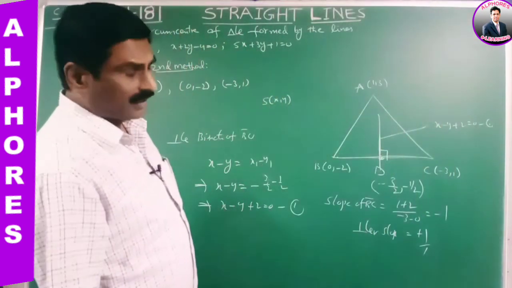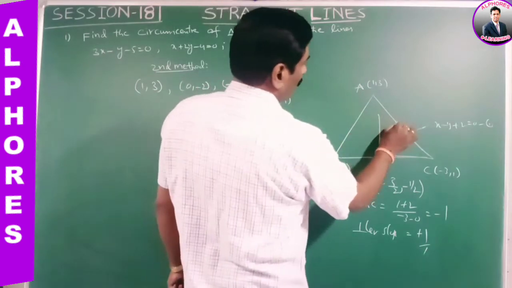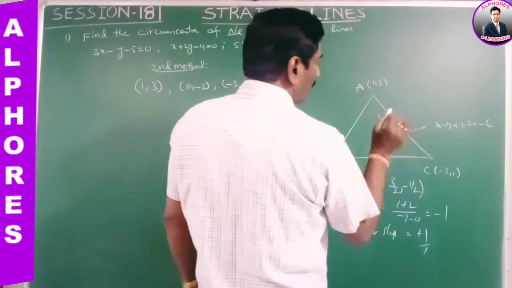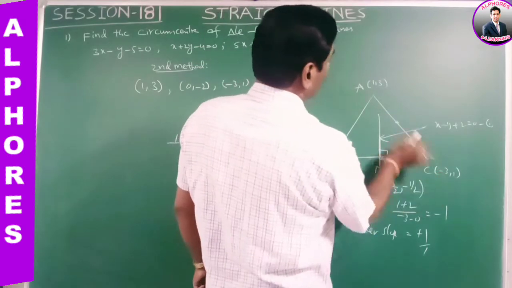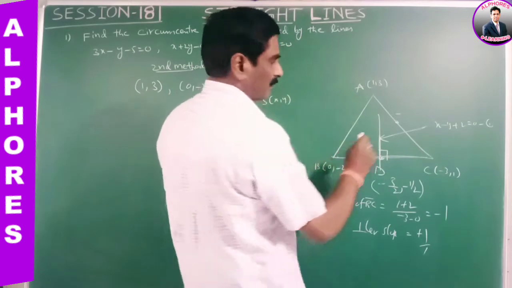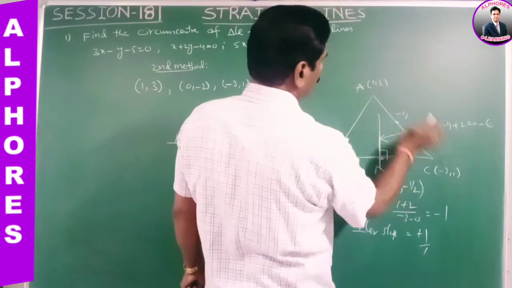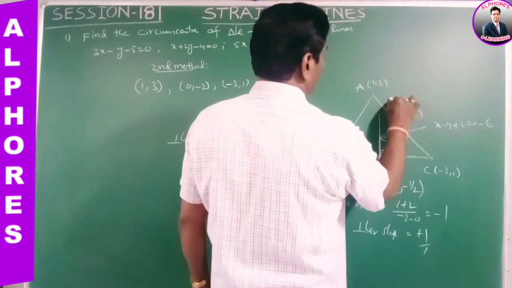Similarly, we find the perpendicular bisector of AC. What is the midpoint of AC? The midpoint is (x1 + x2)/2, (y1 + y2)/2. That means (-3 + 1)/2, which is -1, and (1 + 3)/2, which is 2. So the midpoint is (-1, 2). Say this point is E.